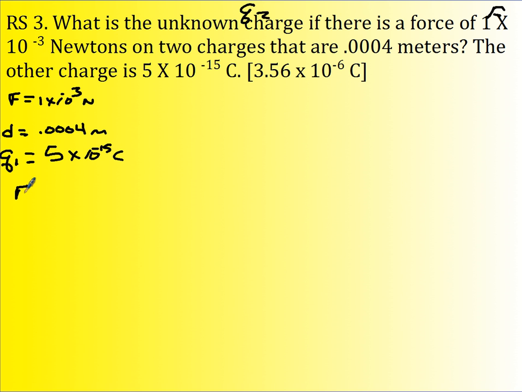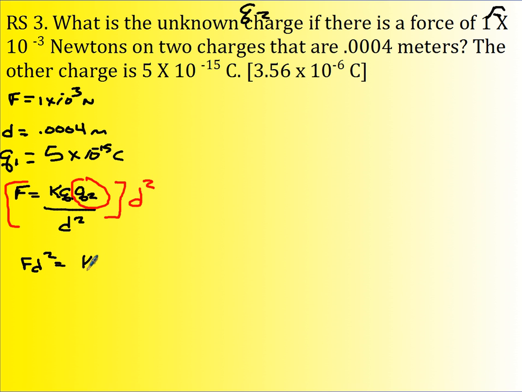So I know that F is K Q1 Q2 divided by D squared. So we want Q2. So we need to get rid of D squared from both sides. This becomes F D squared is K Q1 Q2. Again, we're still looking for Q2. So we've got to divide this by K Q1.